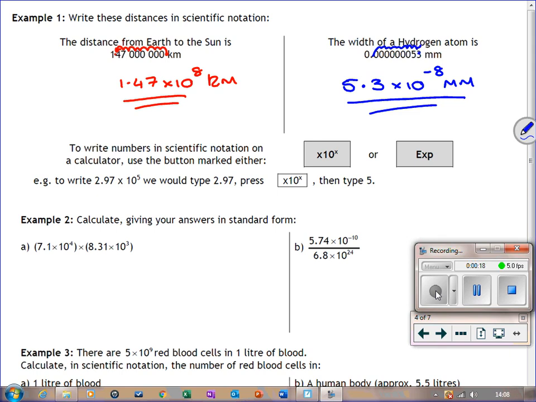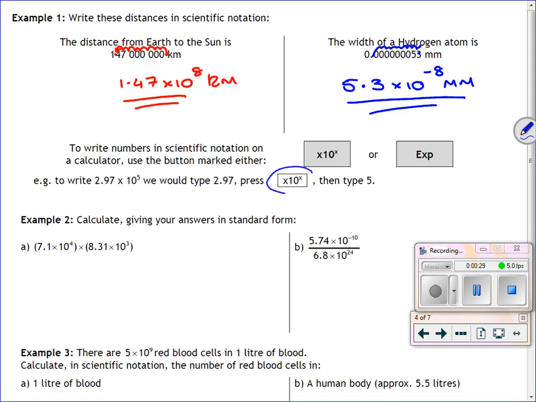And before we start, on your calculator, I want you to locate the button that says times 10 to the power x. It looks like this. If you've got a Casio calculator, you'll find it down beside, in between the decimal point button and the ANS button, which is the last answer button. Okay? So that's what we use in order to put our numbers into scientific notation.